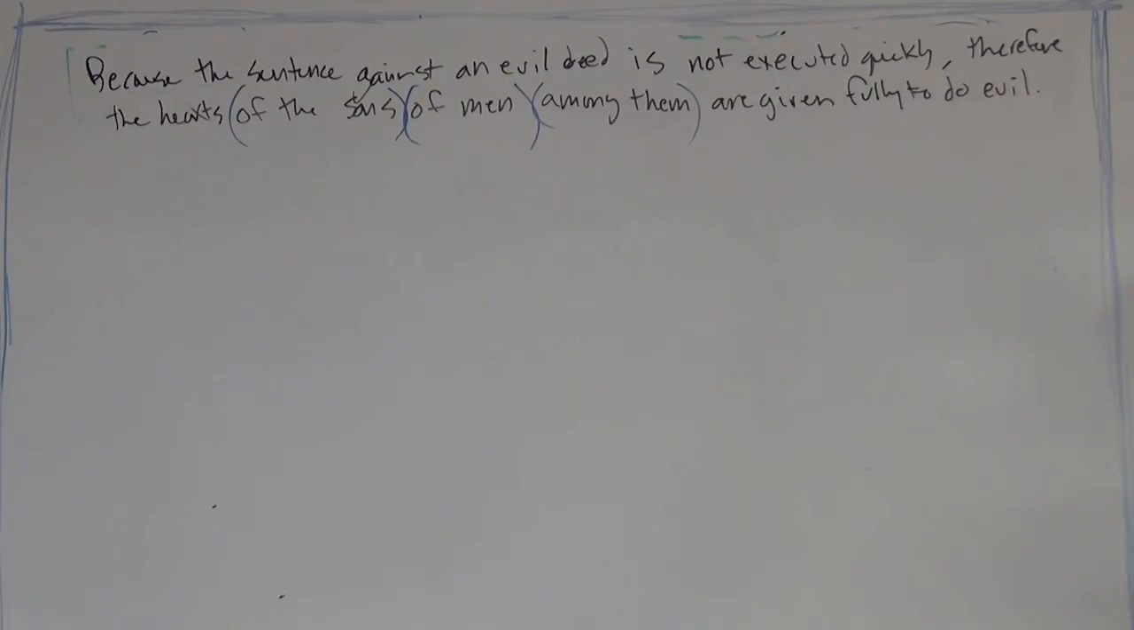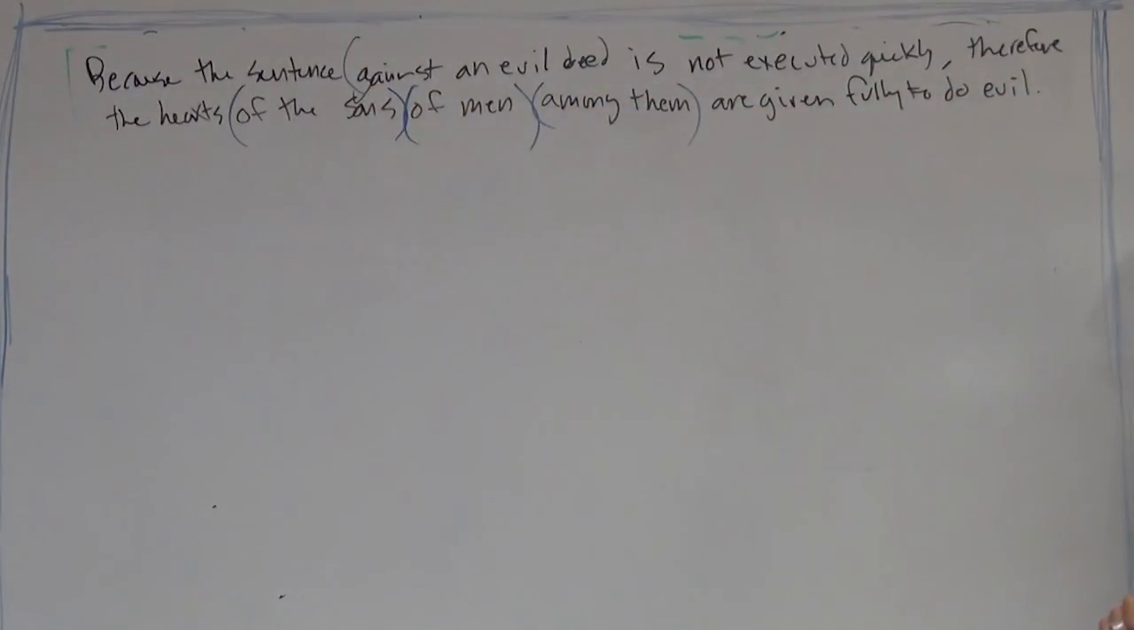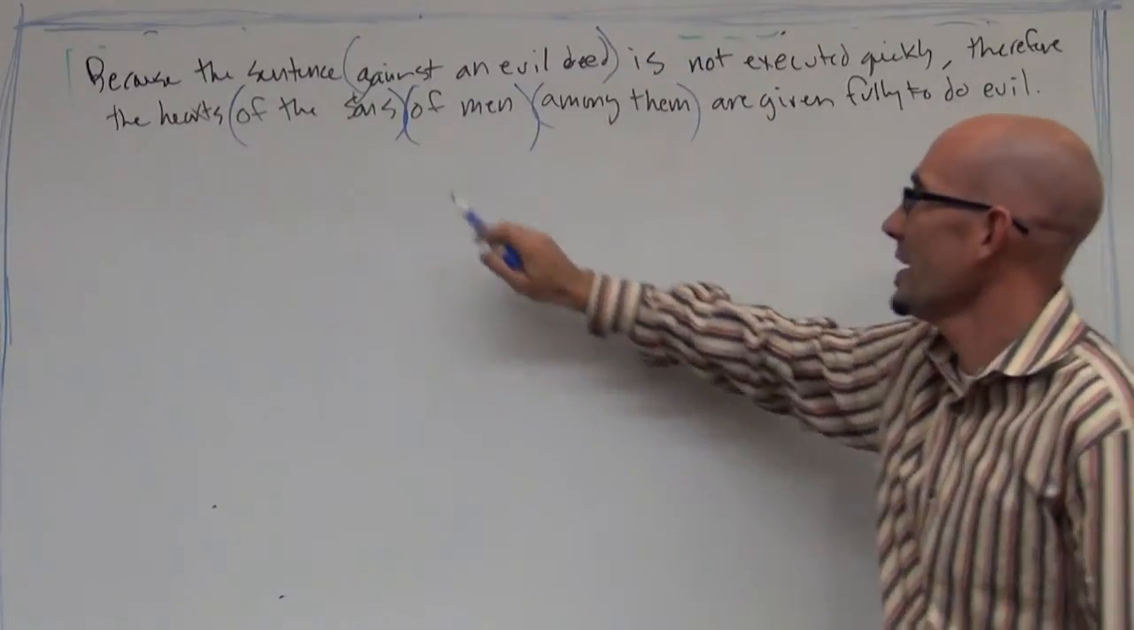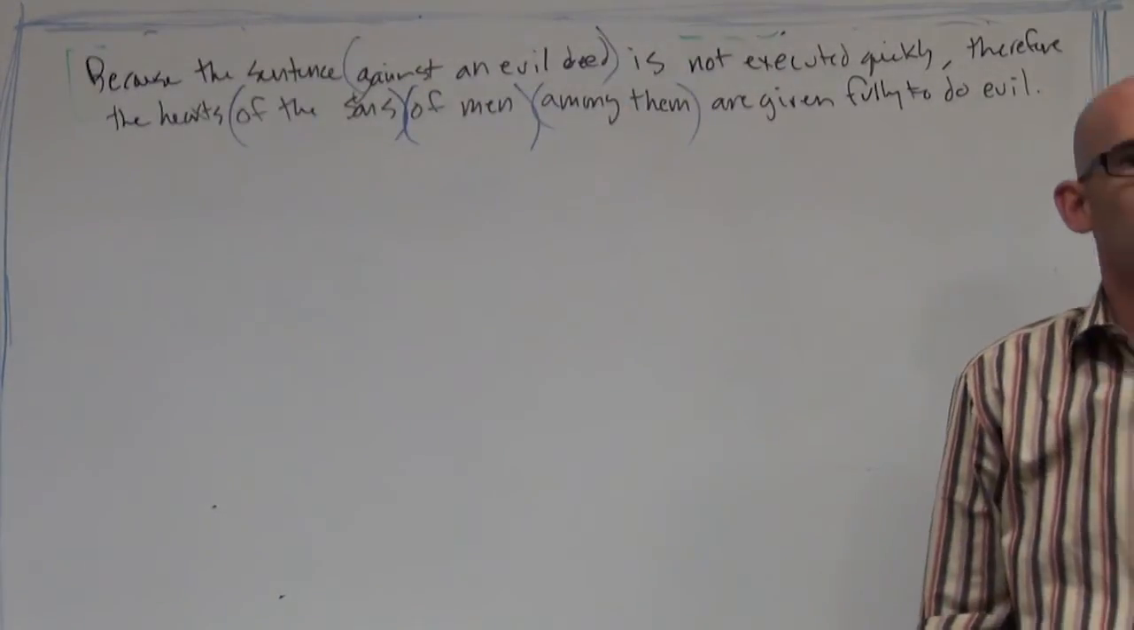I've got at least one more. Because, against, they are adverbs. So, against? Where does it end? Against an evil deed, right? Does it qualify as a preposition with an object of a preposition? No. Against an evil deed.